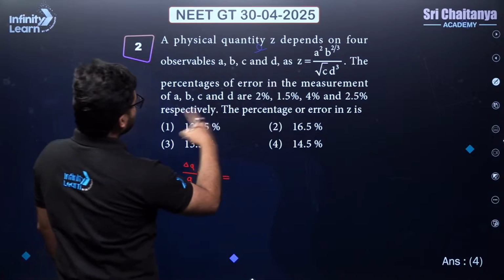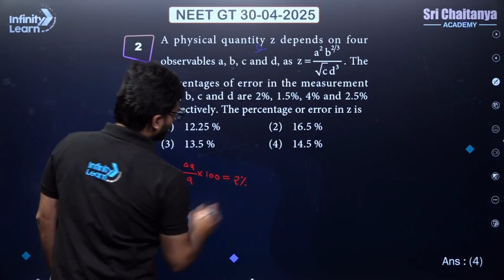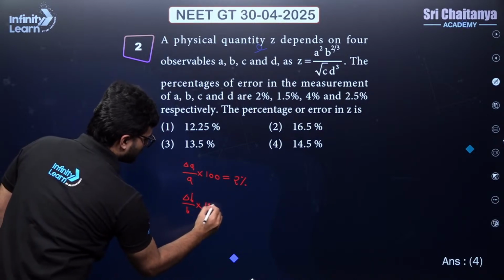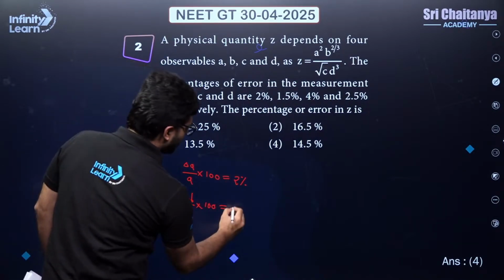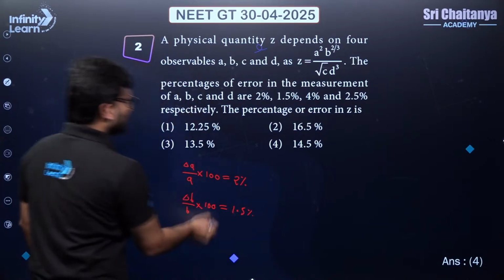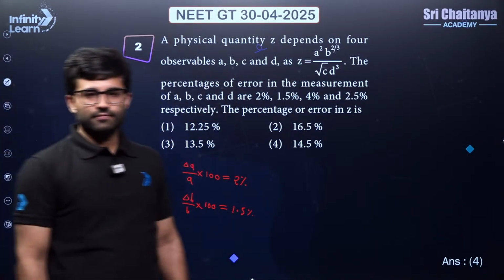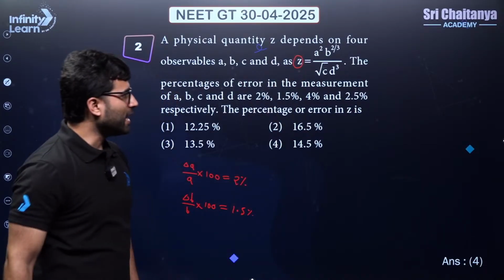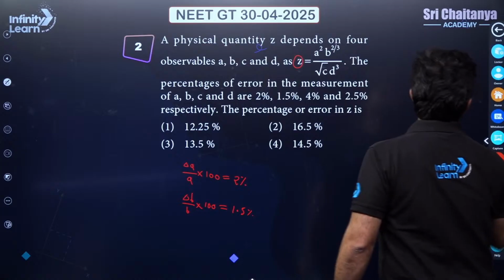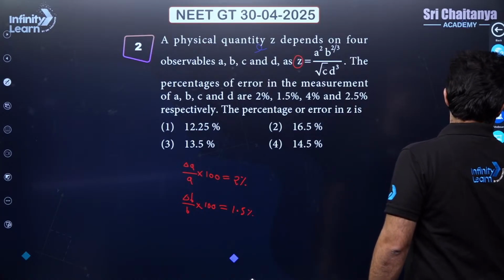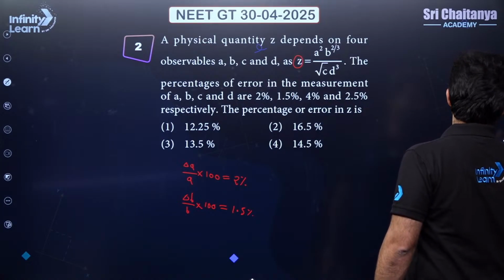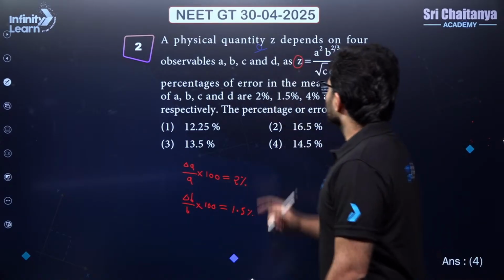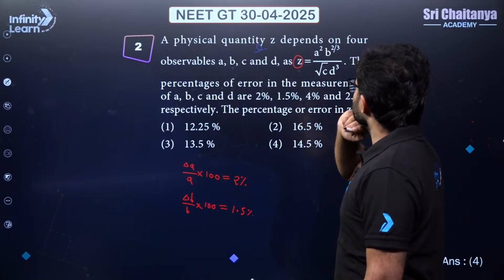They have given you that as how much? That is 2%, correct? They have given you error percentage in B also. That is nothing but 1.5%, correct? And so on, they have given you for C and D also, right? So now if I want to calculate the percentage error in Z, how do I calculate?